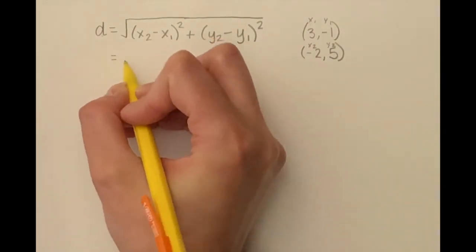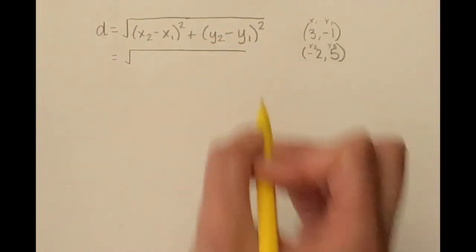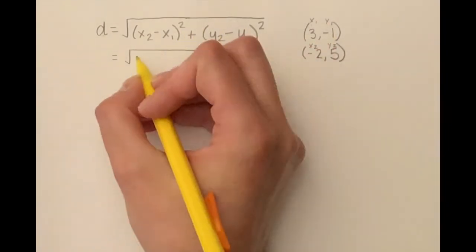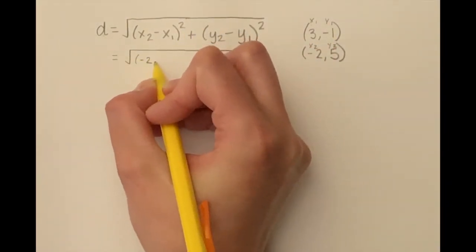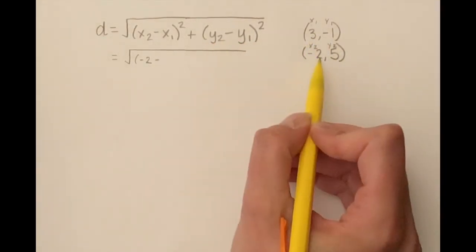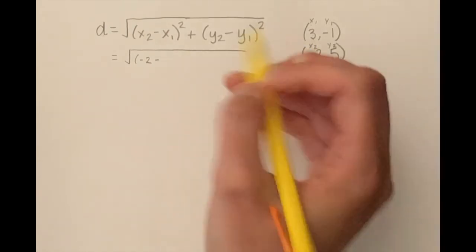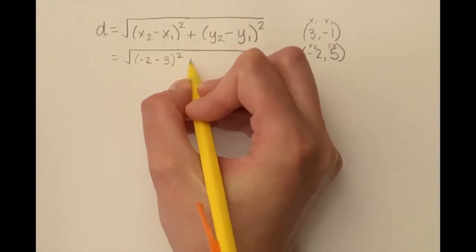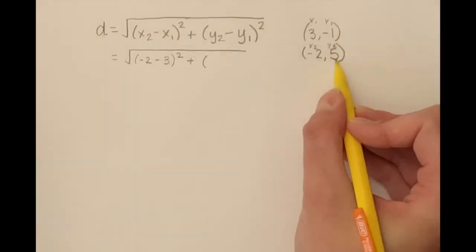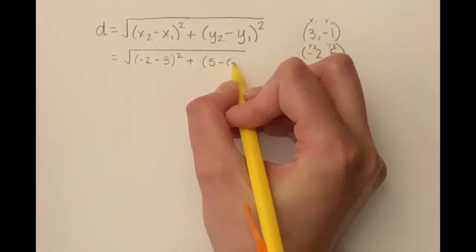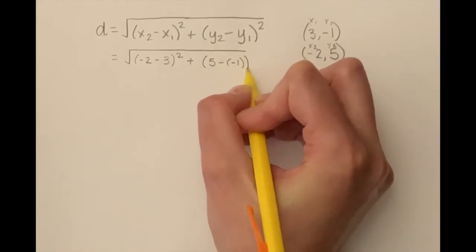The key to being careful here is making sure that you are not doing too many steps in one. So I'm just going to plug in what I know. x2 is -2. Again, you don't have to make that your x2. This could have been it, but you have to keep them the same. So -2 minus 3, x2 minus x1, squared, plus my y2 minus my y1, 5 minus, and do not lose that -1, squared.